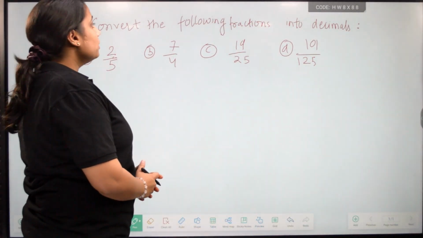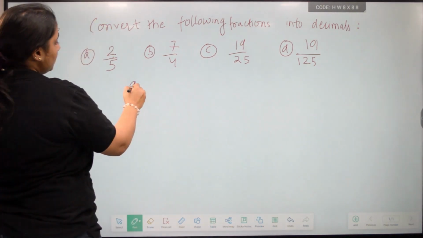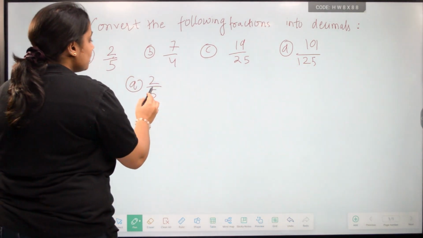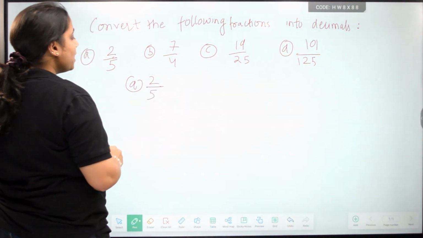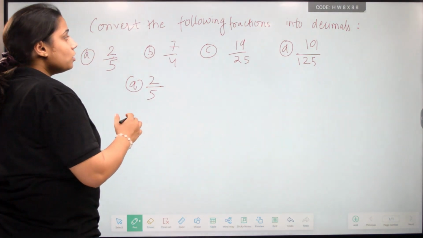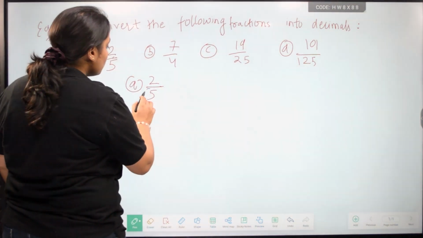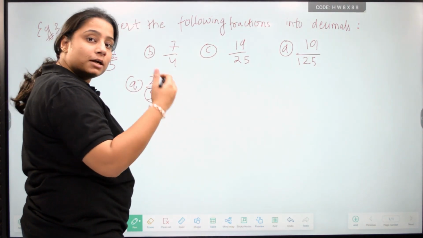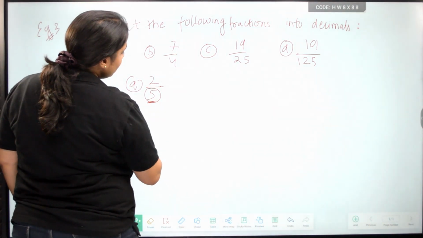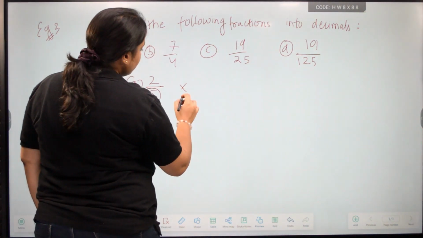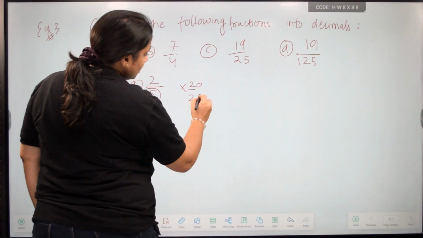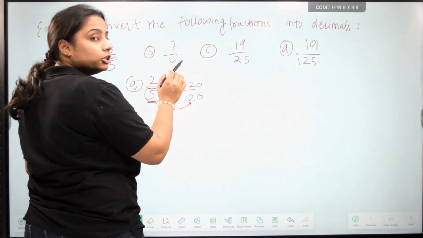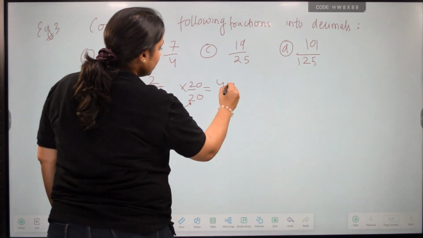Example 3. Convert the following fractions into decimals. Part A is 2 by 5. In order to convert any fraction into a decimal, firstly convert the denominator part into 10, 100, 1000, a multiple of 10. So 5 can be converted into 100 by multiplying by 20. If we multiply something on the denominator part, we have to multiply the same number on the numerator part as well. So it will become 40 by 100.